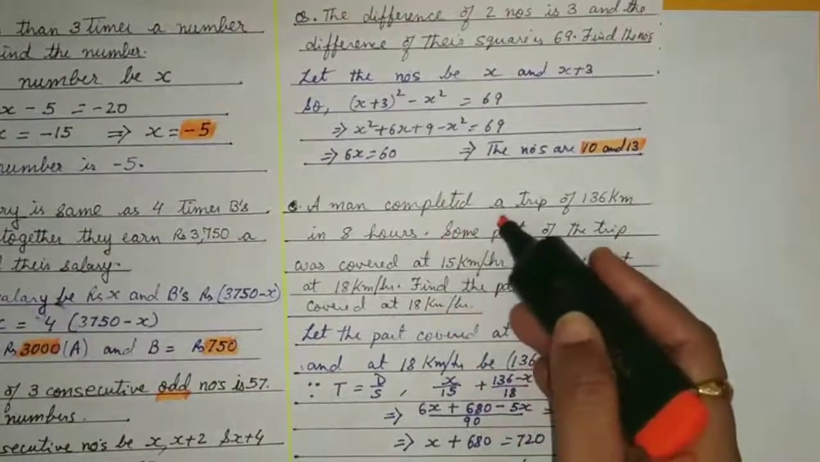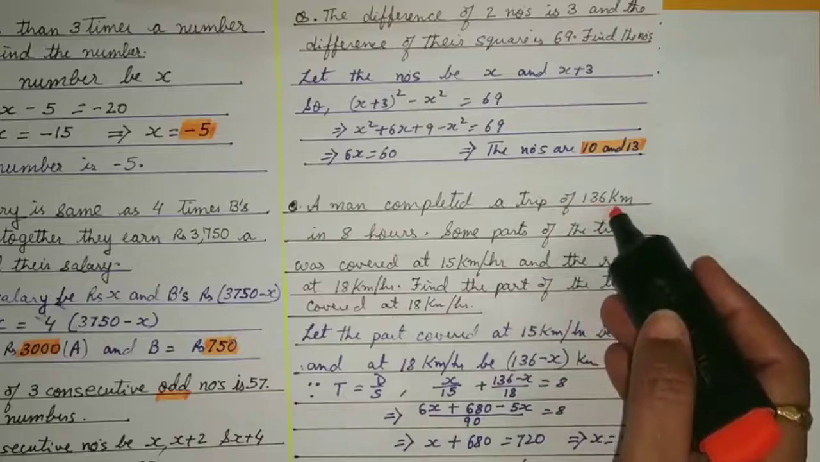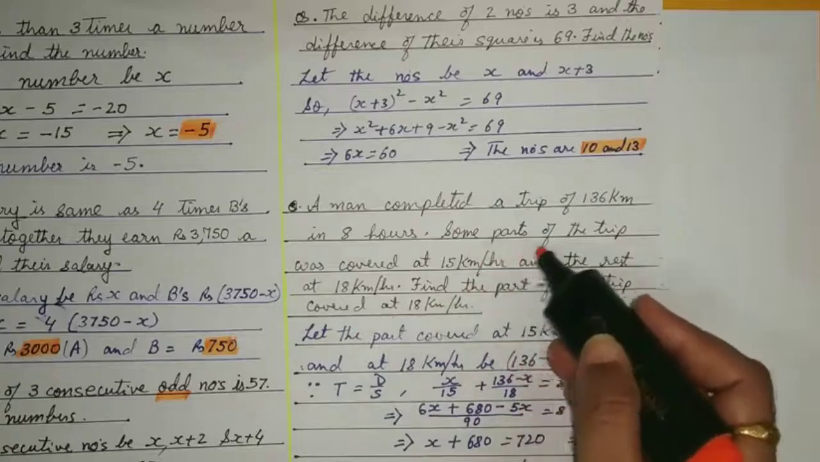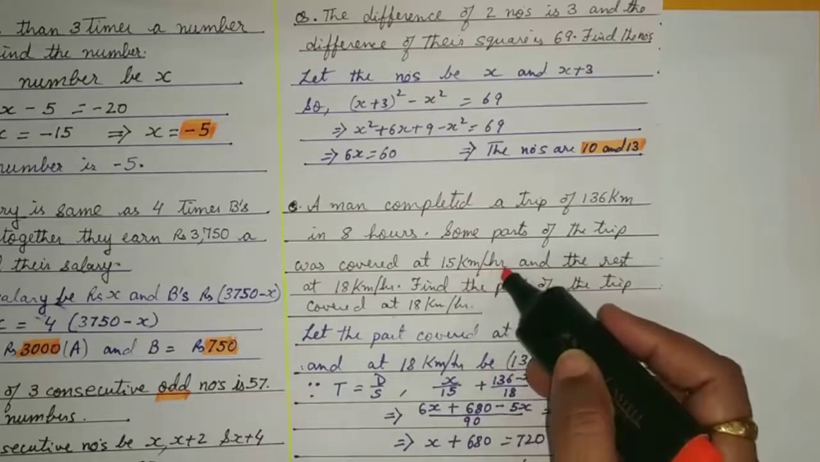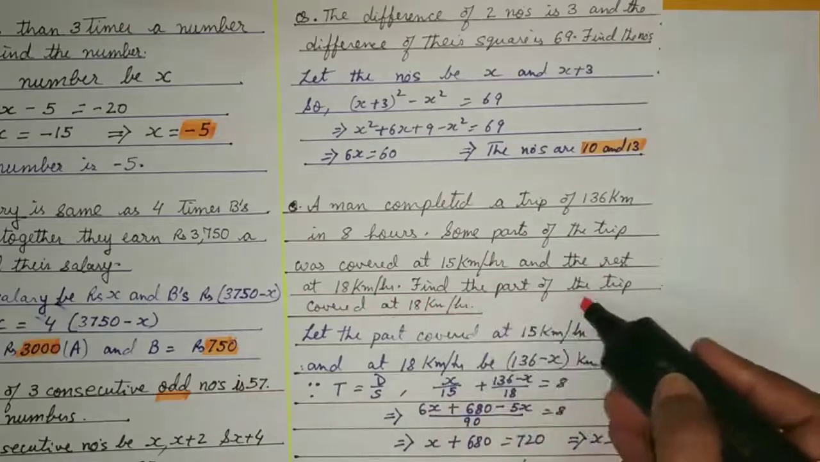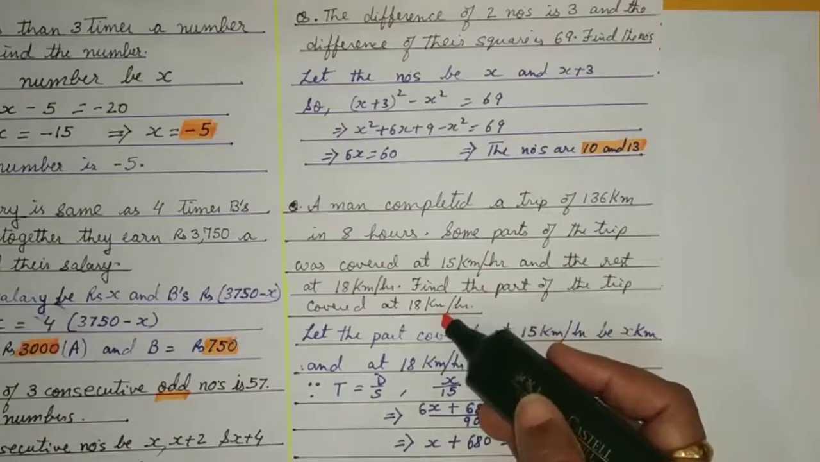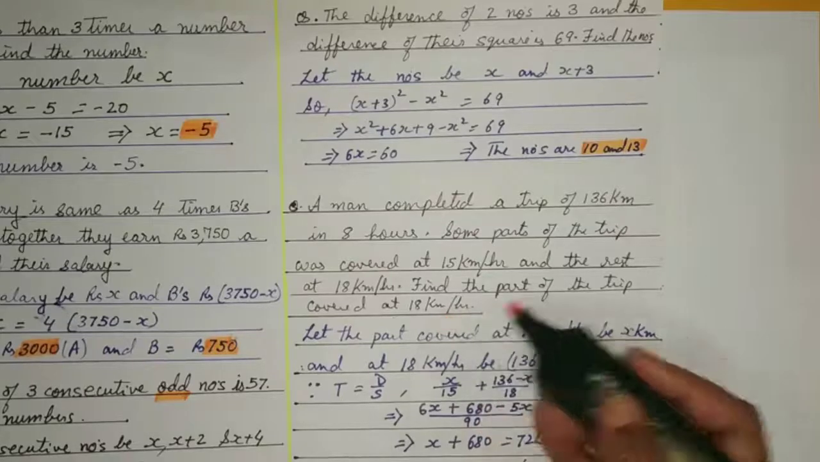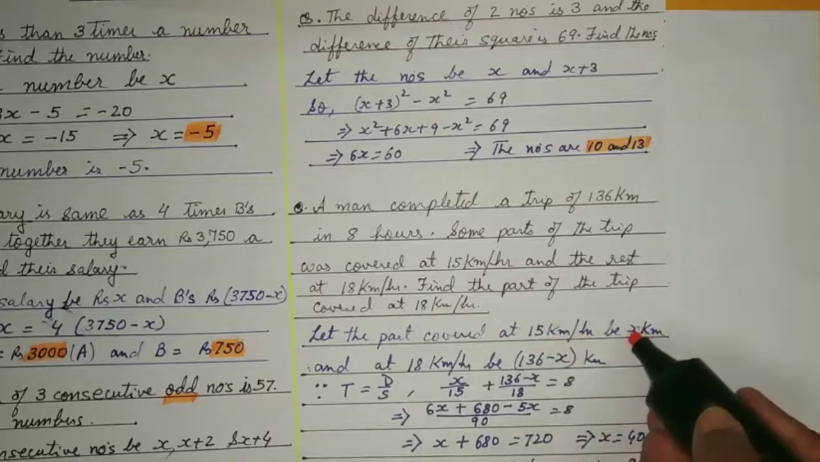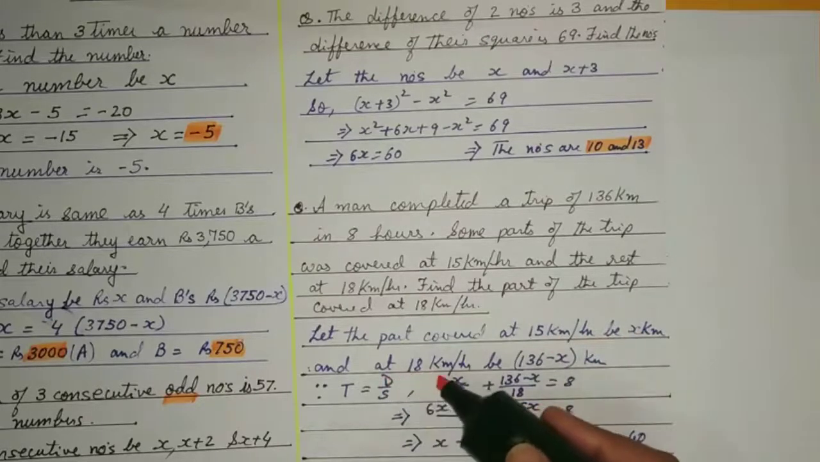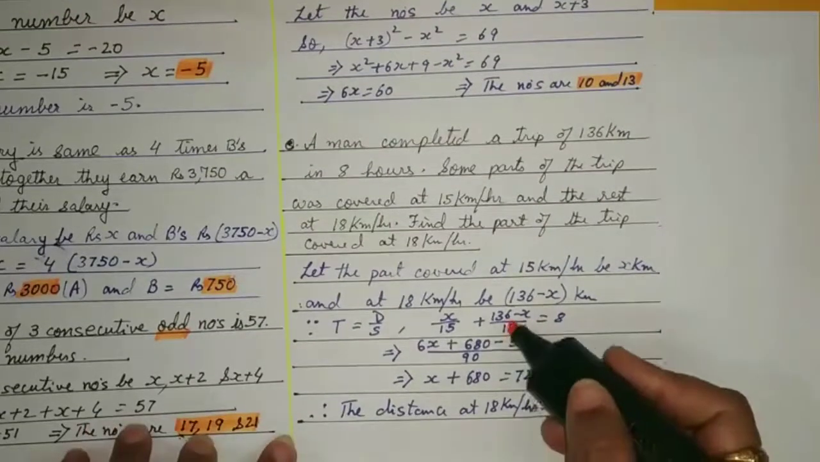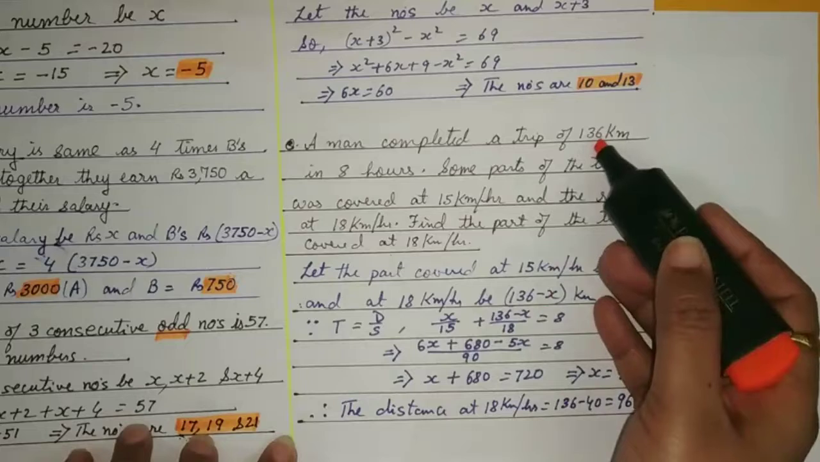A man completed a trip of 136 km in 8 hours. The total distance was covered in 8 hours. Some part of the trip was covered at 15 km per hour and the rest at 18 km per hour. Find the part of the trip covered at 18 km per hour. So we now divide the distance into 2 parts. Let the distance covered at 15 km per hour be x. So the distance covered at 18 km per hour will definitely become 136 minus x, because the total distance was 136.